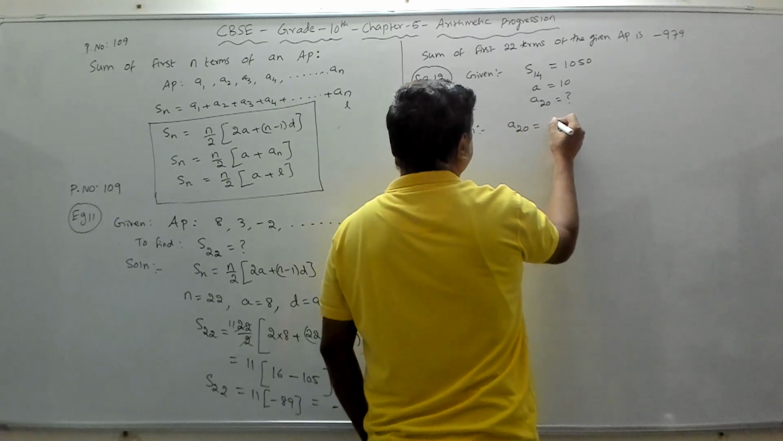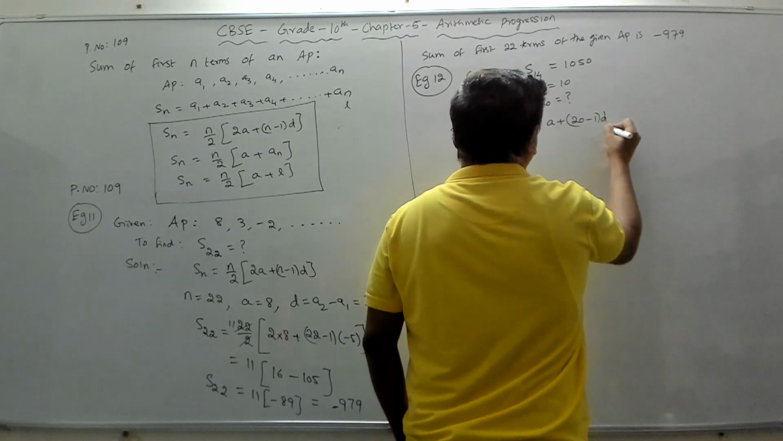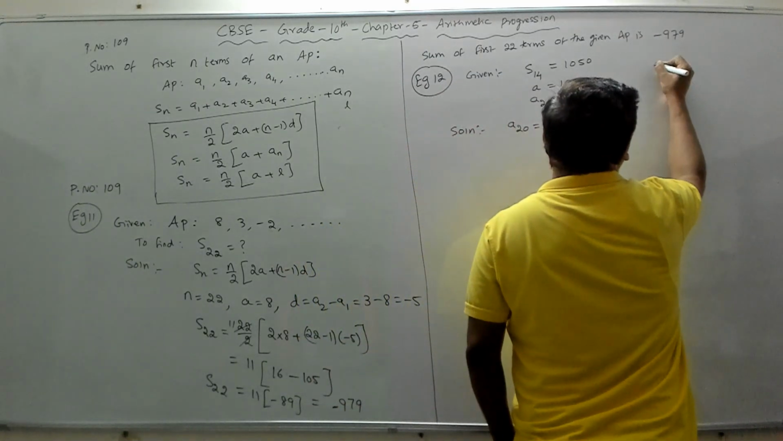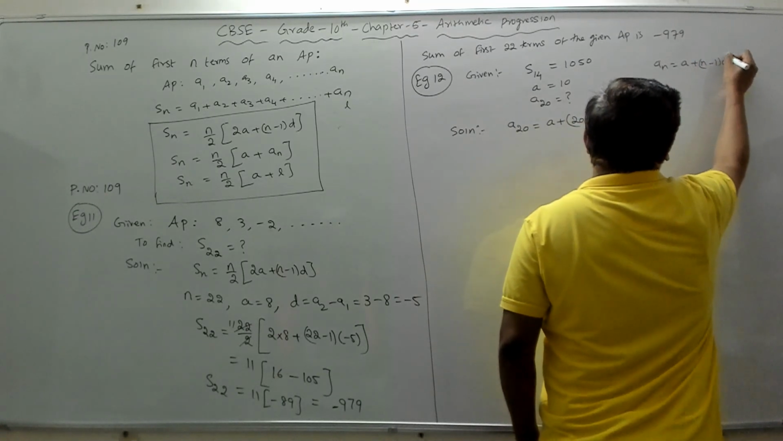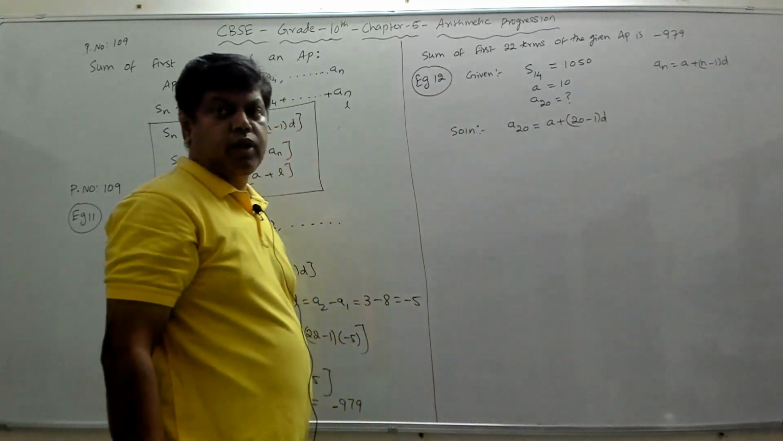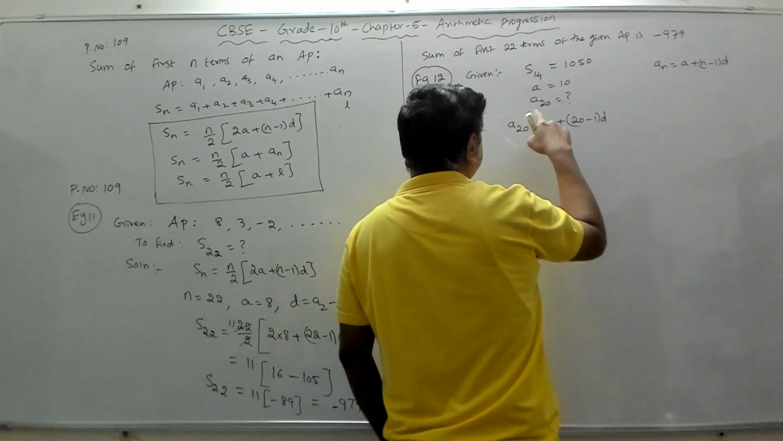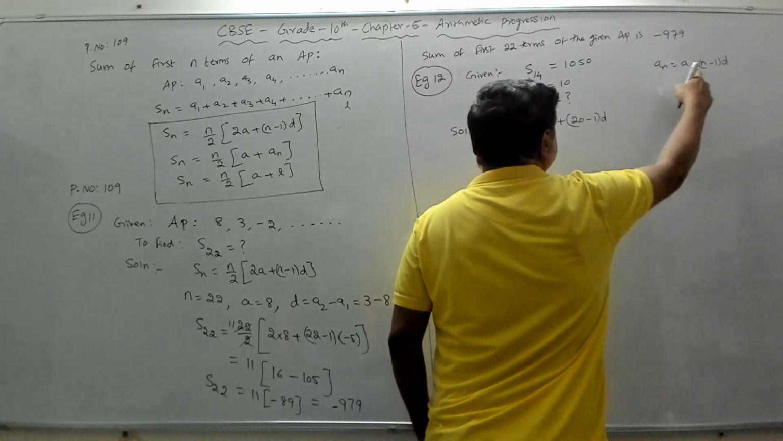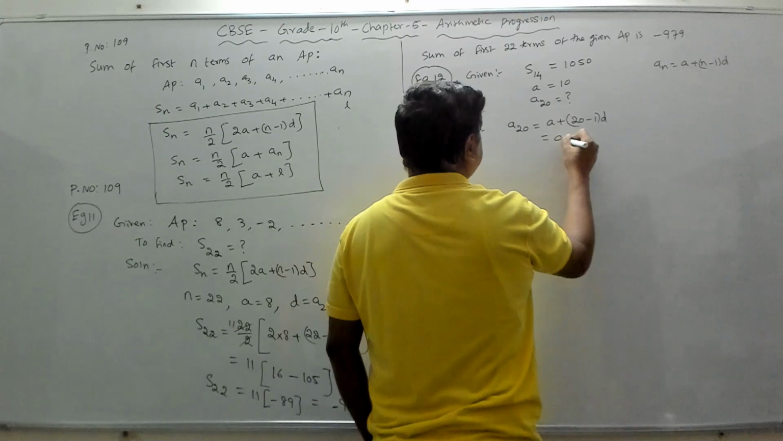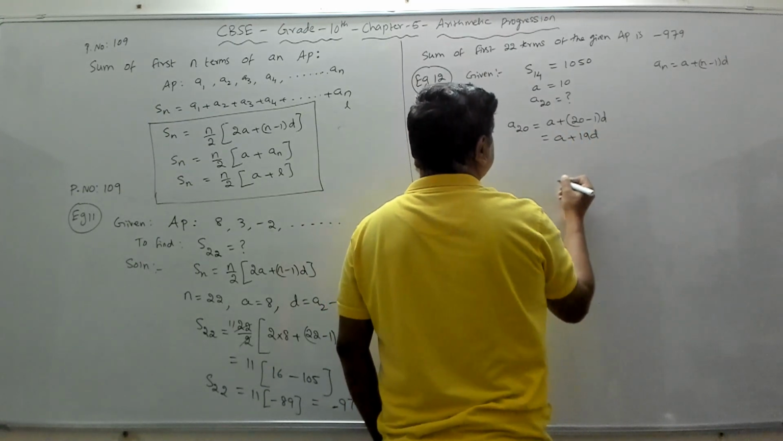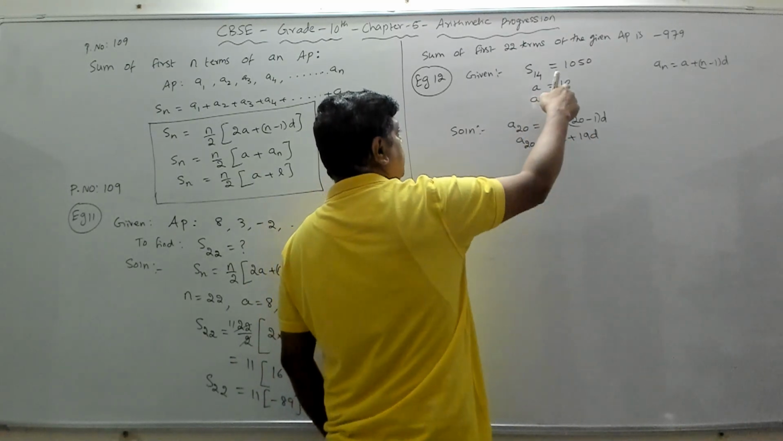What is the A20 formula? Any general term of an AP, An, is a plus n minus 1 into d. Here we have to find A20, so in the place of n, I am putting 20. So A20 will be a plus 20 minus 1 into d, which means a plus 19d. That is A20.